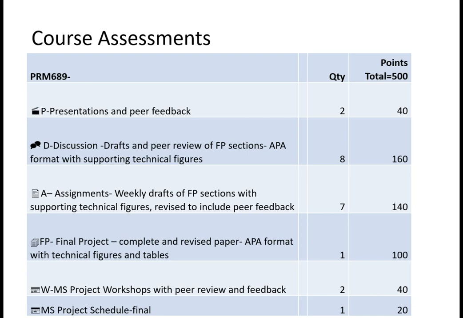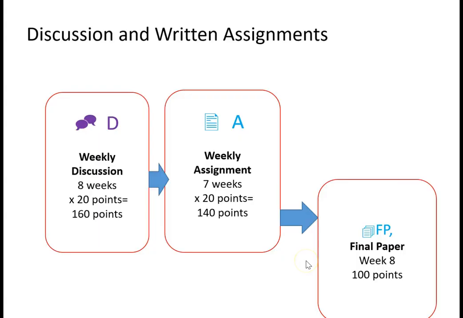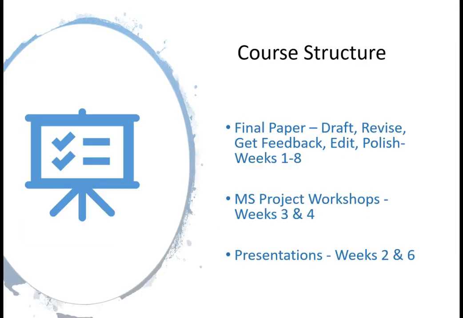Look at the course assessments summary in the syllabus, because that will give you an idea of where the points are located. Here's the course structure. You'll be working on the final paper from weeks 1 through 8, working on the MS project workshop specifically in weeks 3 and 4 so that you can turn in your final one week 8, and then you have presentations week 2 and 6.